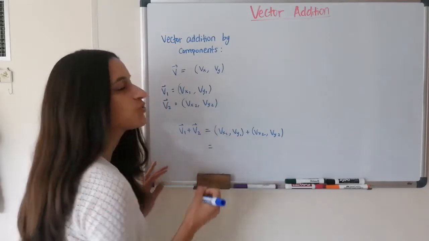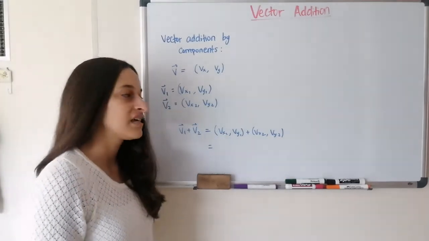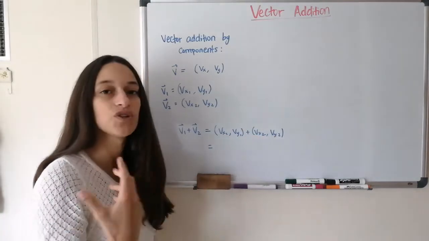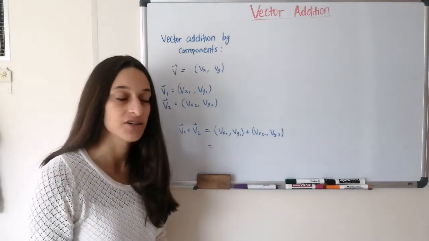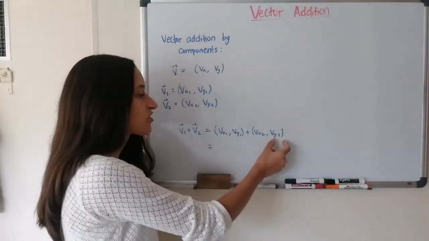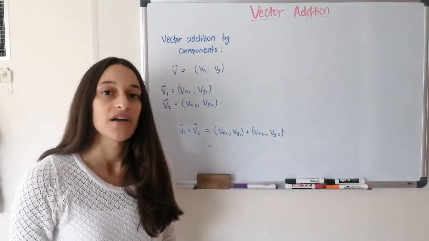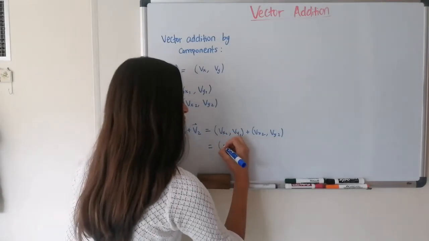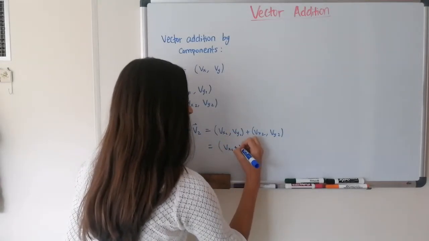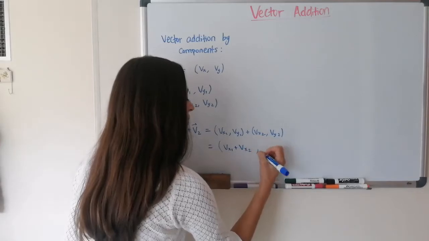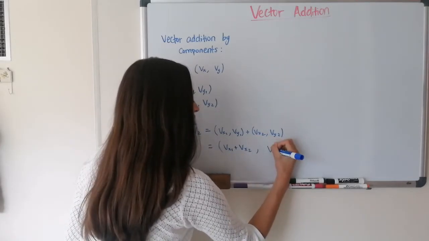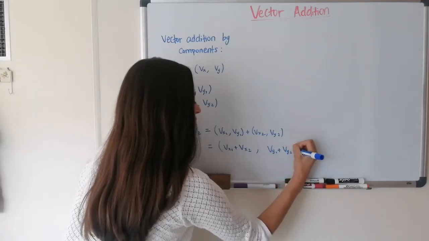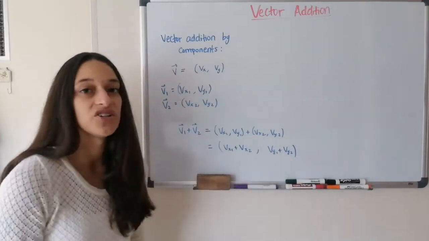And the way in which you add vectors by components is that you add all of the x's with all of the x's, and that'll give you the new x of the sum vector. And you add all of the y's with all of the y's, and that'll give you the y of the sum vector. So here in the x, the first thing would be vx1 plus vx2, comma, and then you get the sum of the y's, vy1 plus vy2. This would be your new vector.